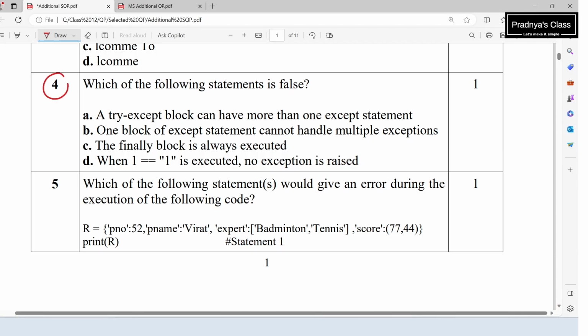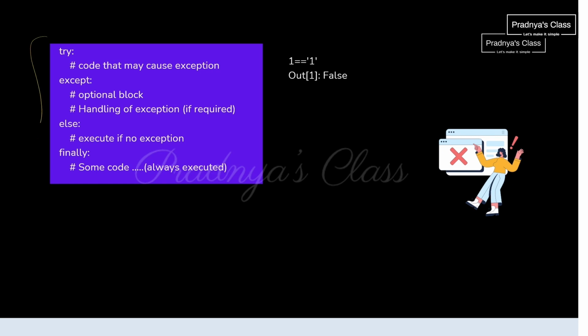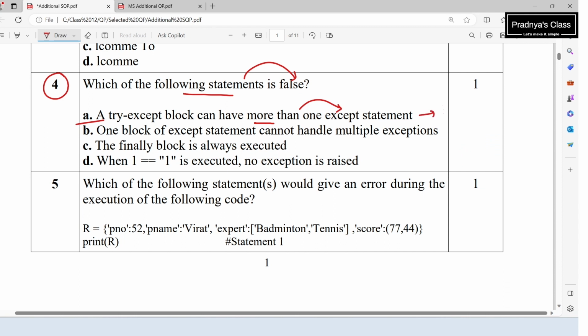It's time to discuss the fourth question. Which of the following statements is false? It is related to exception handling. Let's read the first statement. A try except block can have more than one except statement. I hope you know all the blocks we use for exception handling. For one try block, there can be many except blocks which will be handling different types of exceptions. So from the syntax we understood that the first statement is true.